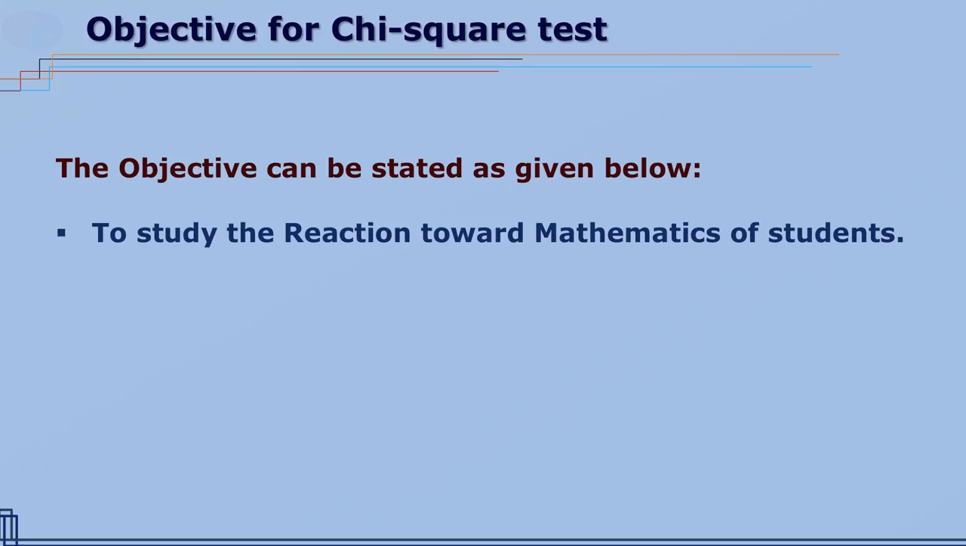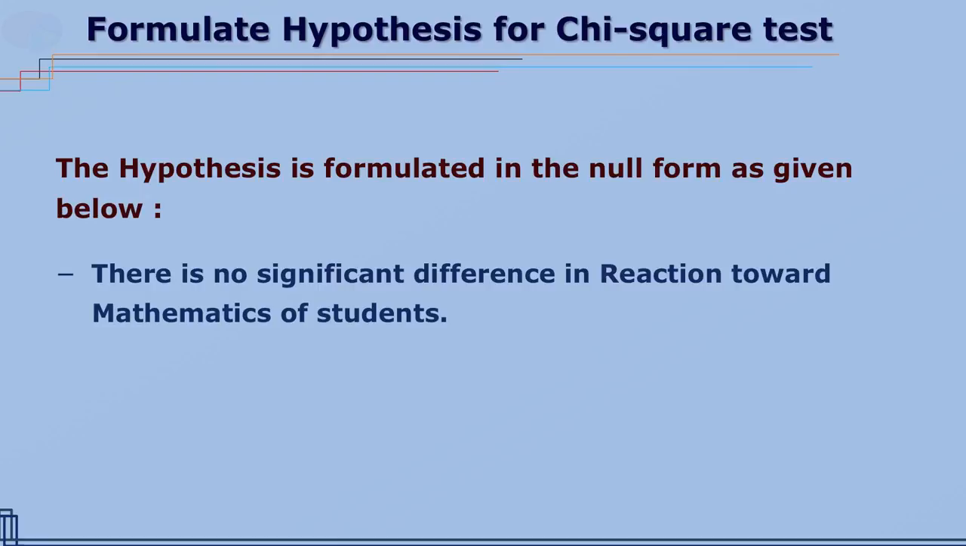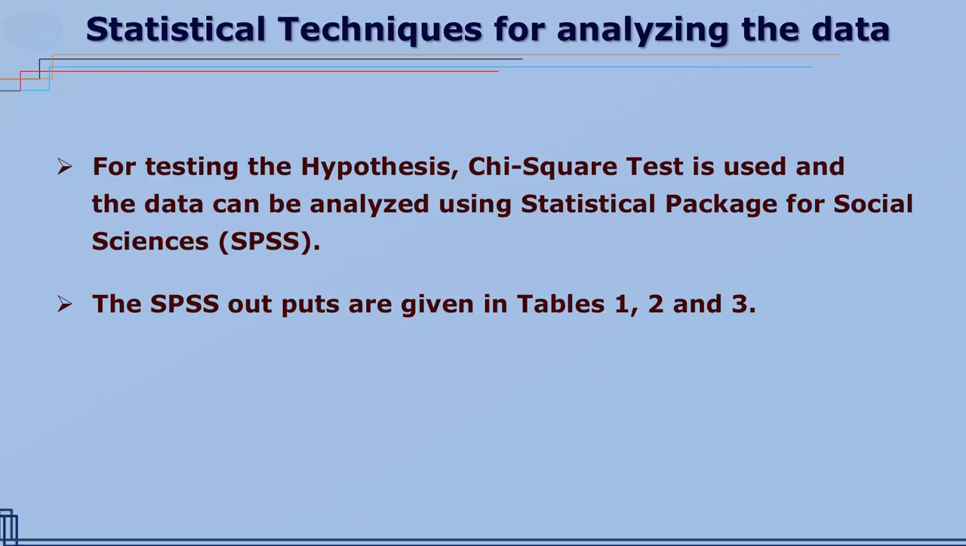Now, the objective can be worded like this: to study the reaction toward mathematics of students. The hypothesis can be formulated in the null form as: there is no significant difference in reaction towards mathematics of students. For testing this hypothesis, the chi-square test should be used, and the data can be analyzed with the help of SPSS. The SPSS outputs are given in tables 1, 2, and 3.